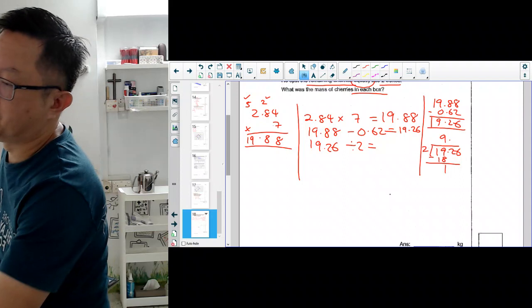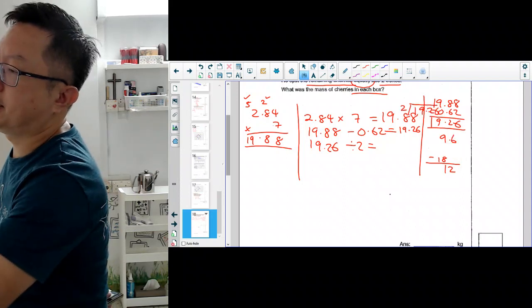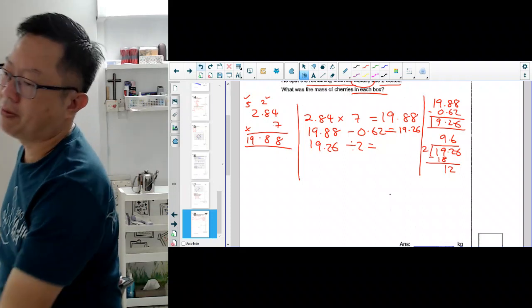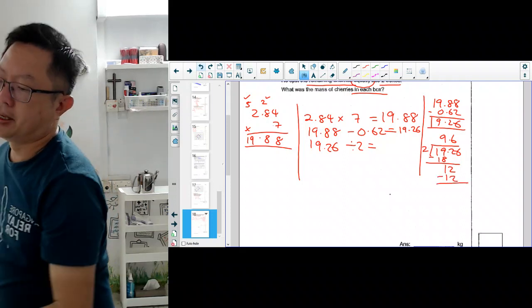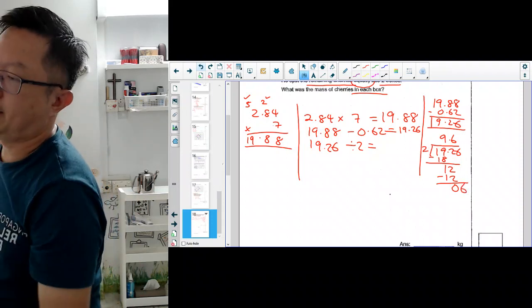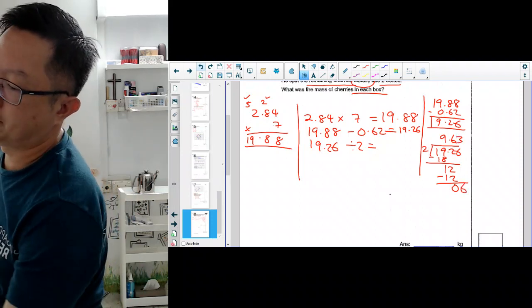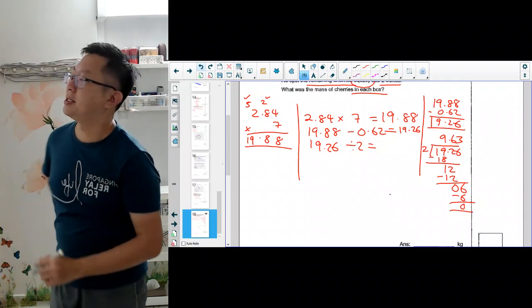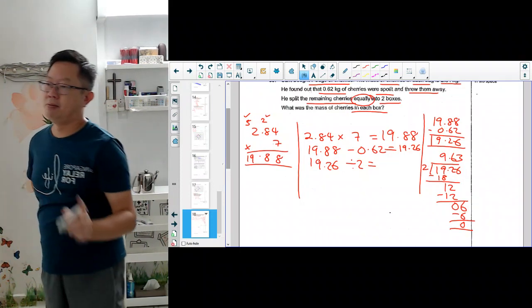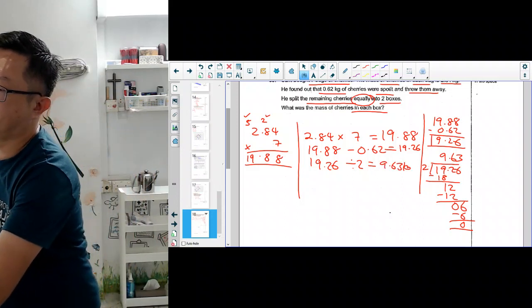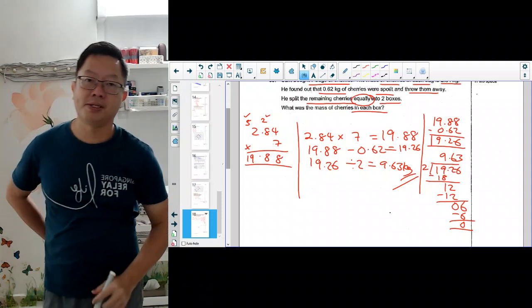Bring down the next digit, and 6 times 2 will be 12, and then you minus, you get 0, and you bring down the next digit, and then 3 times 2 will be 6, and your remainder is 0. So what was the mass of cherries in one box? So your answer will be 9.63 kilograms. So that's the cherries in one box.